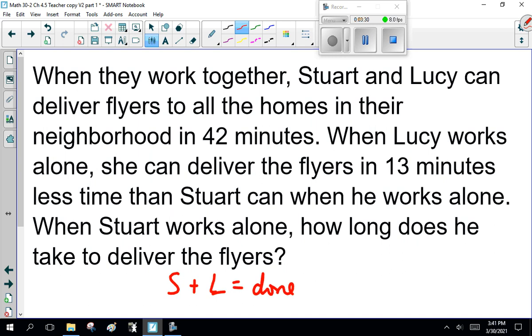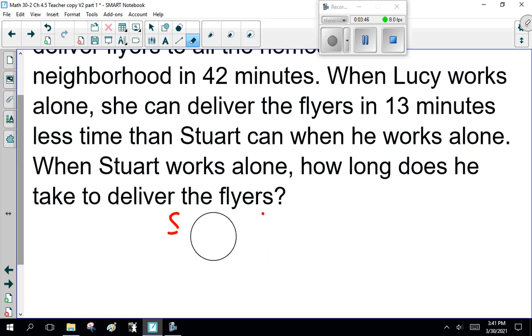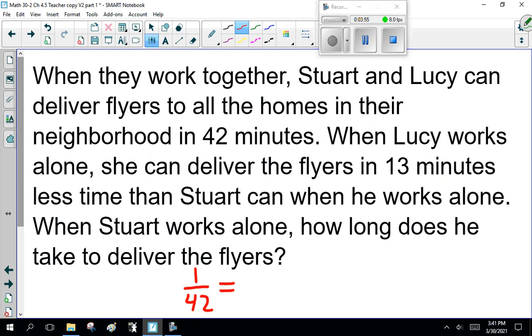Now, Lucy works alone. Lucy can do it in 42 minutes. Now, time per hour. Lucy is 1 in 42. Now, she's 13 minutes less time than Stuart can work alone. Okay, sorry. My apologies, talking to myself, trying to figure out the equation. What's the easiest way to do this? Oh, sorry. My apologies. I should show you the easy way.